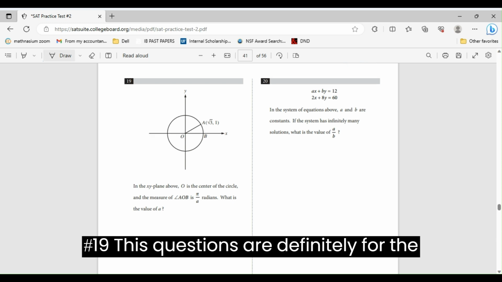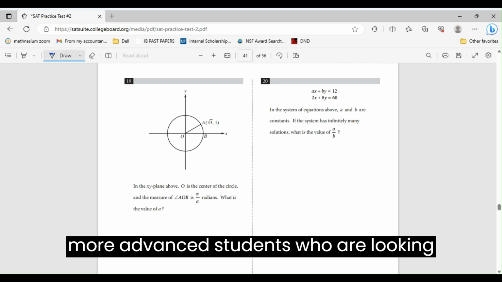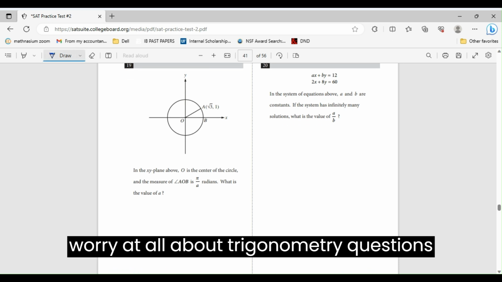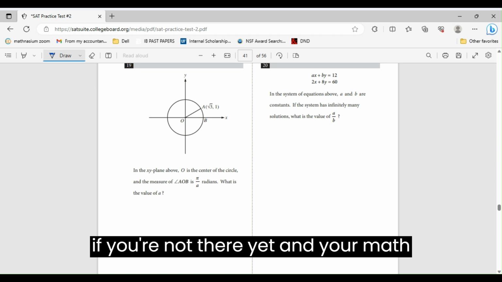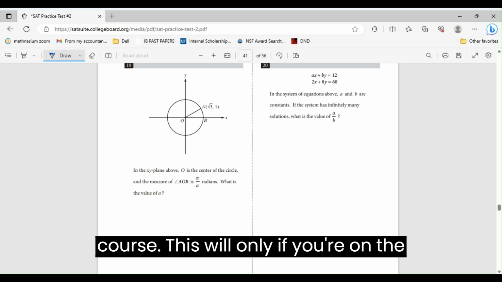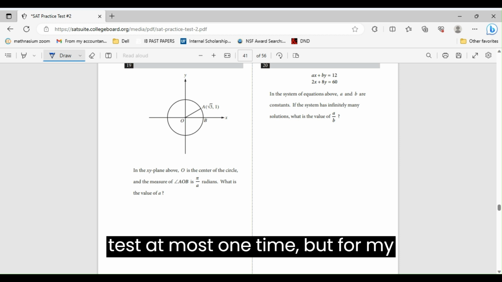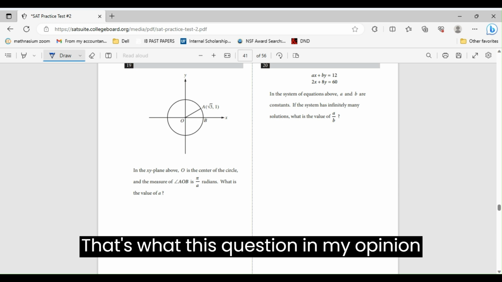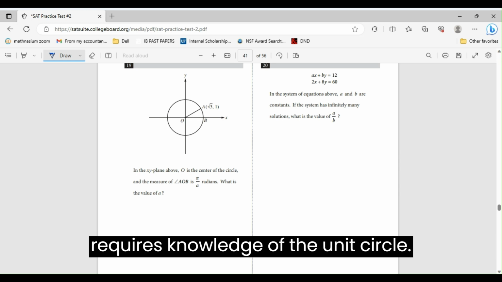Number 19, this question is definitely for the more advanced students who are looking for those super top scores. I would not worry at all about trigonometry questions if you're not there yet in your math course. This will only appear on the test at most one time. But for my advanced listeners, let's take a look. This question, in my opinion, requires knowledge of the unit circle.